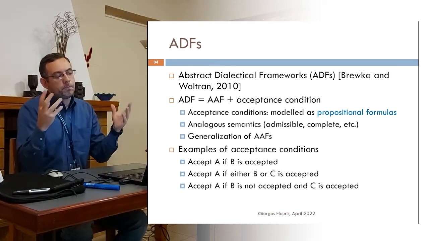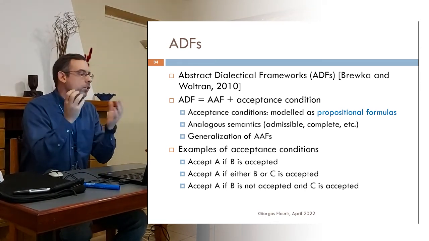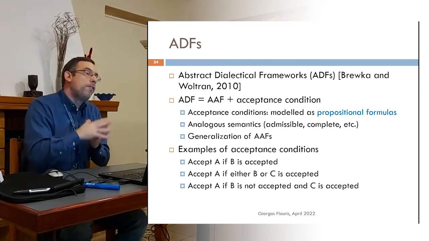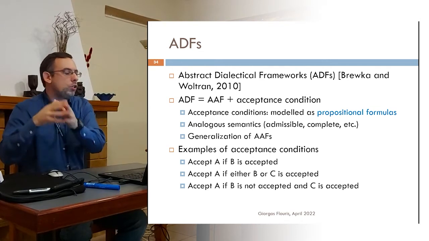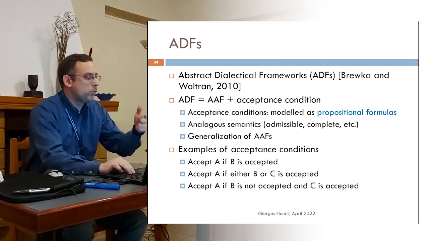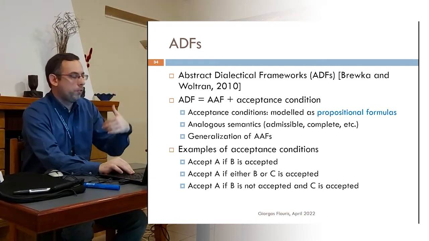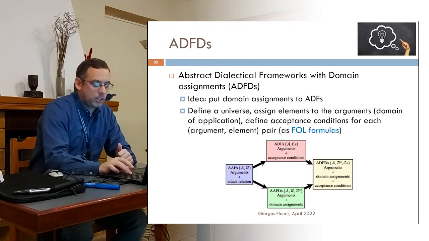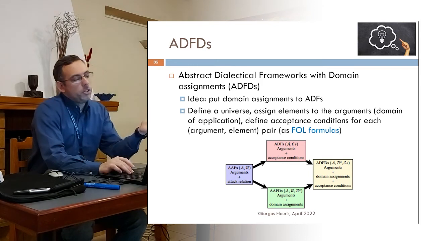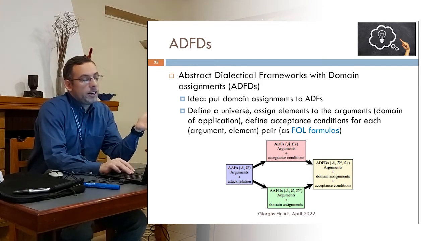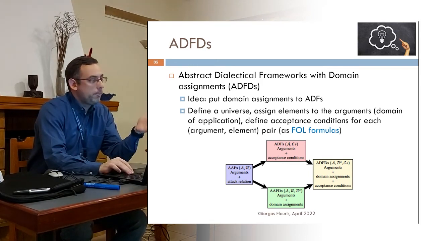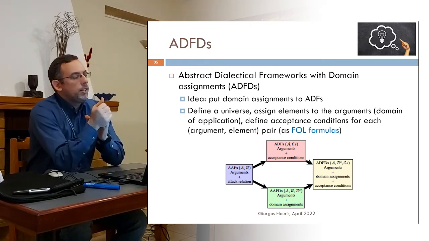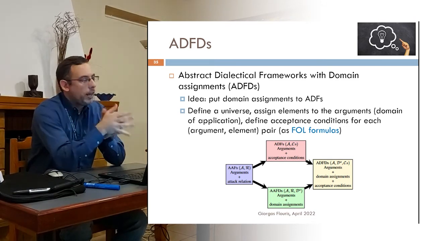So any type of Boolean combination of arguments can form the acceptance condition of another argument. Sometimes you can also use the same argument in the acceptance condition of the argument itself, but this creates interesting things. Anyway, the point is that this is a direct generalization of AAFs and a very interesting, very important one. And what we thought is, why don't we use the same idea on ADFs?